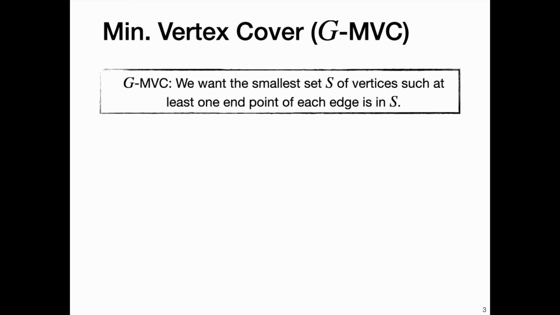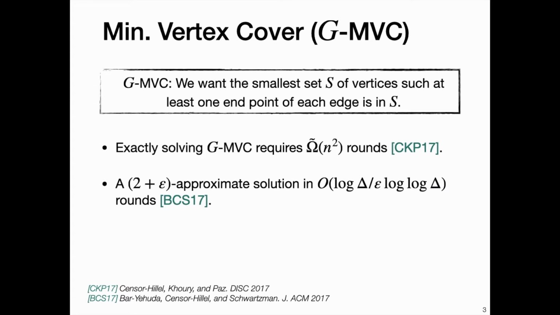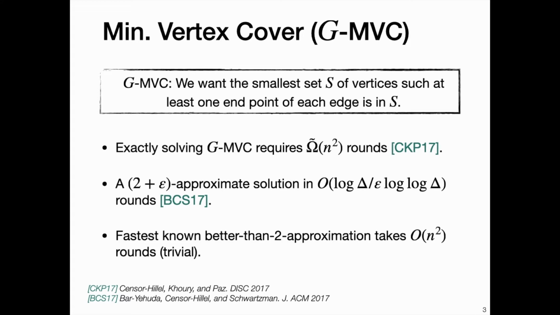An example optimization problem is minimum vertex cover. In this problem, we want to find the smallest set S of vertices such that at least one endpoint of each edge is in S. Exactly solving GMVC in the congest model requires n squared rounds. And we can get a 2 plus epsilon approximation in roughly order log of the maximum degree rounds. And for approximation factors below 2, the fastest known algorithm is to gather all edges of G at a single vertex and solve the problem locally, which takes order n squared rounds.